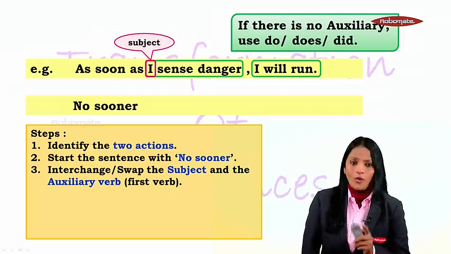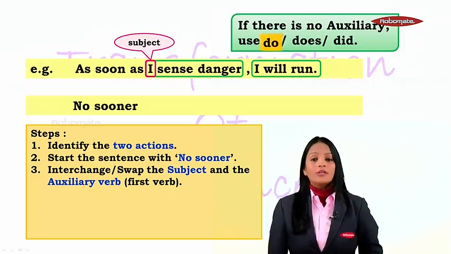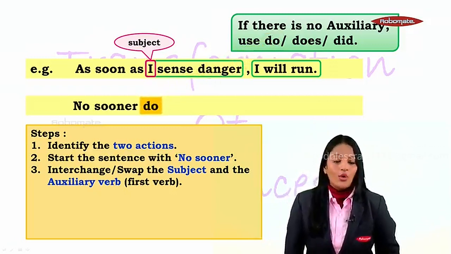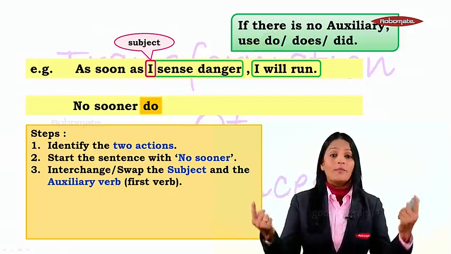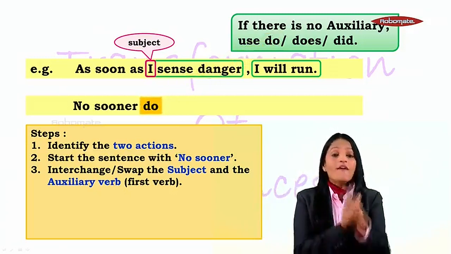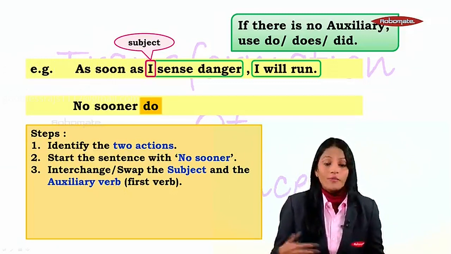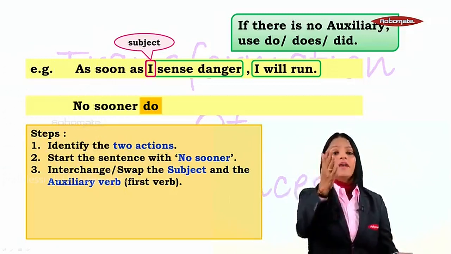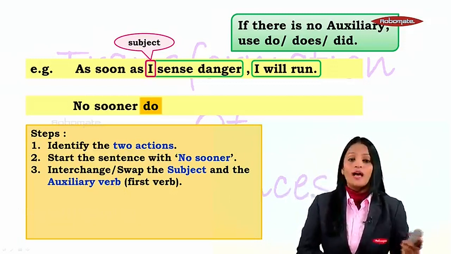Now why the three options there? We'll understand it with each sentence here. See here, students, we are going to take do as the auxiliary. We have to have an auxiliary because we say swap the subject and the auxiliary. First the auxiliary, then the subject. So where do we get the auxiliary from if it is not there in the sentence? Very simple. You take it from there. That is the three options: do, does, did.